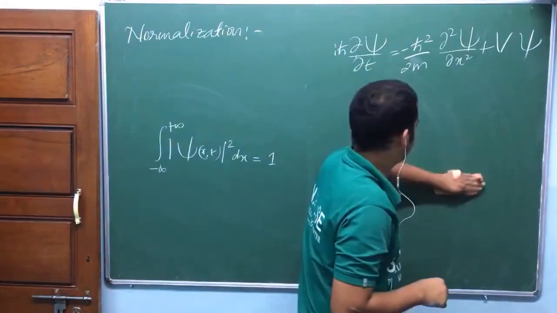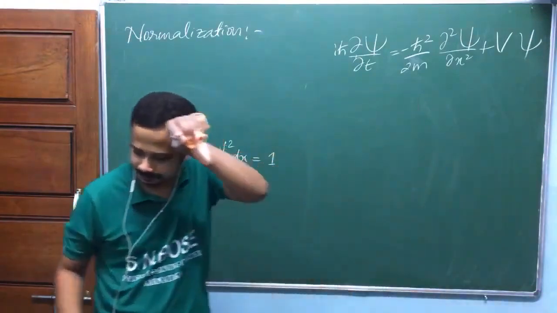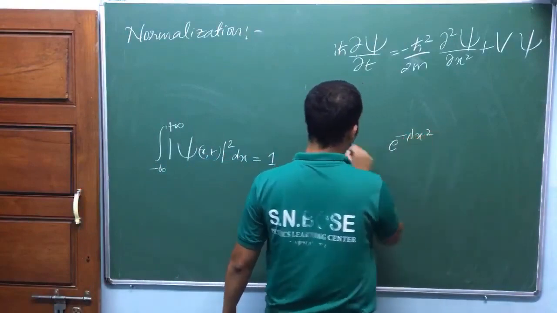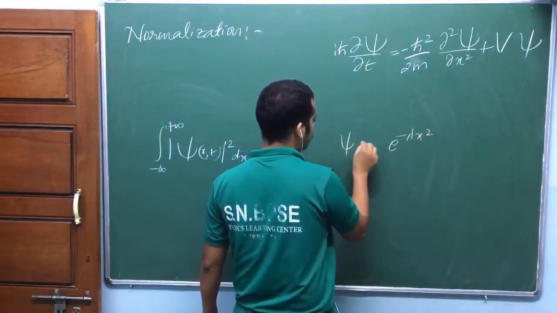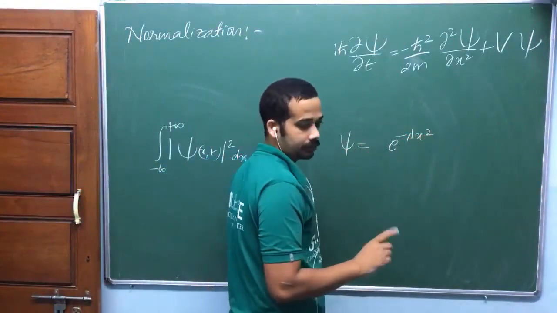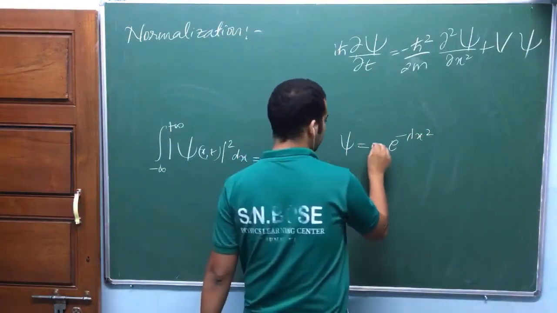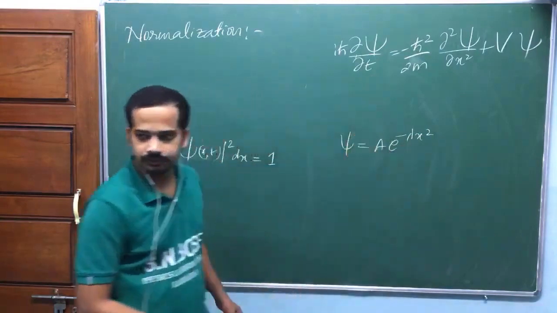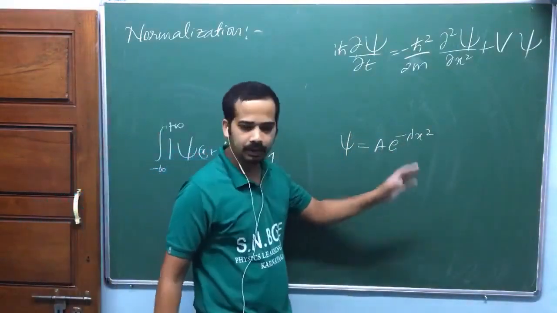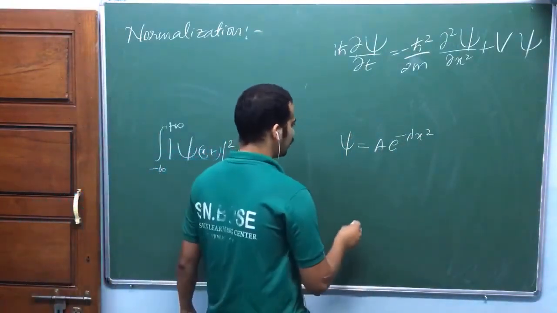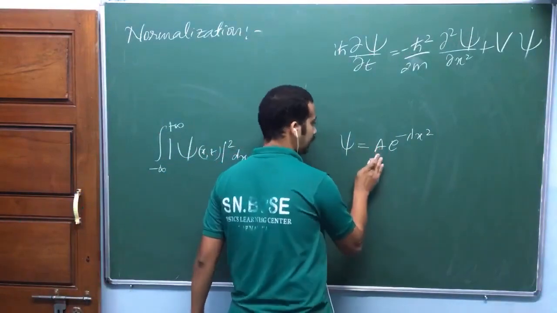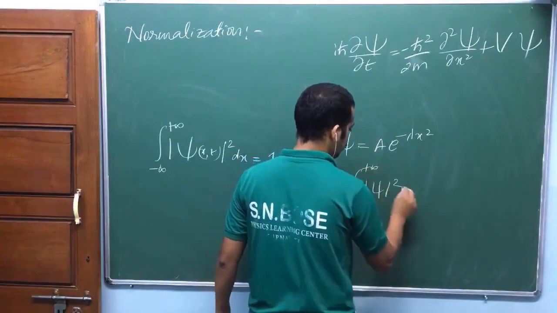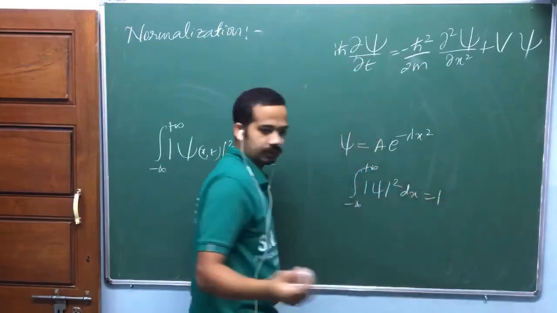Yes, tell me. Suppose I take this one only, e power minus lambda x square, okay? So my psi is equal to A e power minus lambda x square, psi, not rho, okay? Again suppose this is a solution. You got a solution, A is some arbitrary constant. Now look at here. What I do here is I'm going to find such an A whose mod psi square area under the curve is 1, as you said, isn't it?